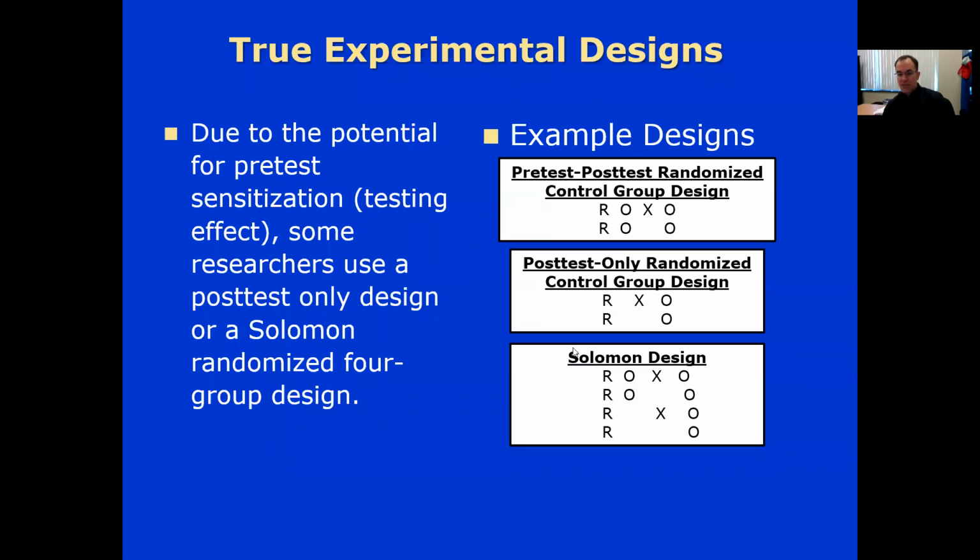The downside to doing the Solomon design is that you basically double the size of your study, which can make recruiting difficult and also increases the cost. But if it's important enough to remove potentially any testing effect or bias that might happen with the initial baseline data, this certainly is a design that you could use.